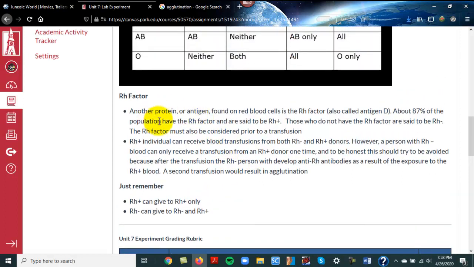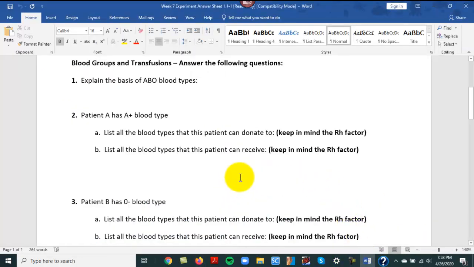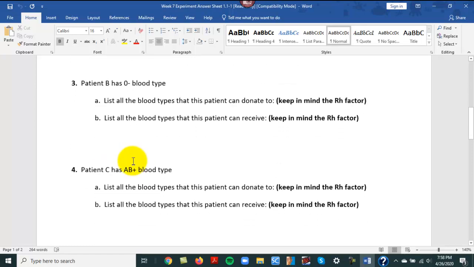That has to do with what's called the Rh factor. It's named after the rhesus monkey, which is a lab primate they use to do a lot of testing on, and that particular monkey and humans have an antigen D, they call it, and that's called the Rh factor. And it means if you're plus, you have the Rh factor, and if you're negative, you do not. You also have to keep that in mind when you're doing blood transfusion. Somebody who's negative cannot receive positive blood.